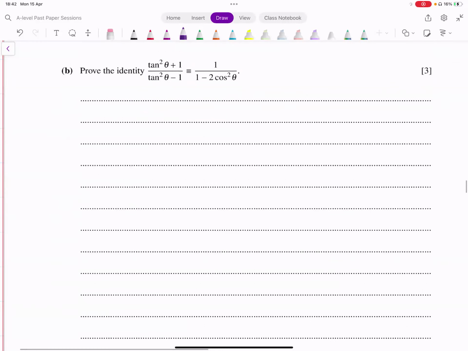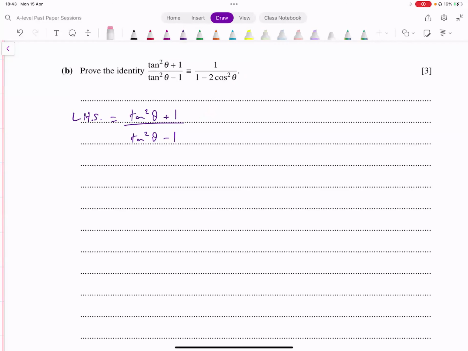And the second part, you just have to prove this identity. What do you do for this? Start from any one of the two sides and prove that equal to the other side. Let's start from the left-hand side. Okay, so how do we start with this? Remember what you want at the end. What you want at the end is this form. So let me write that down here. Tan square theta plus 1 divided by tan square theta minus 1. That's the left-hand side. You want to prove this equal to this right-hand side.